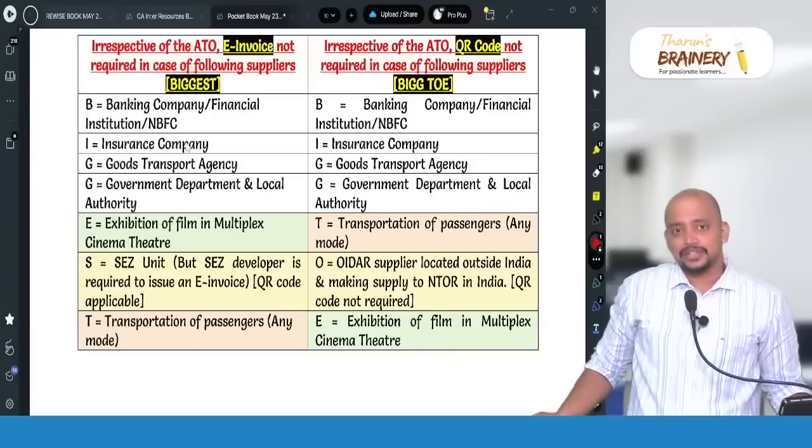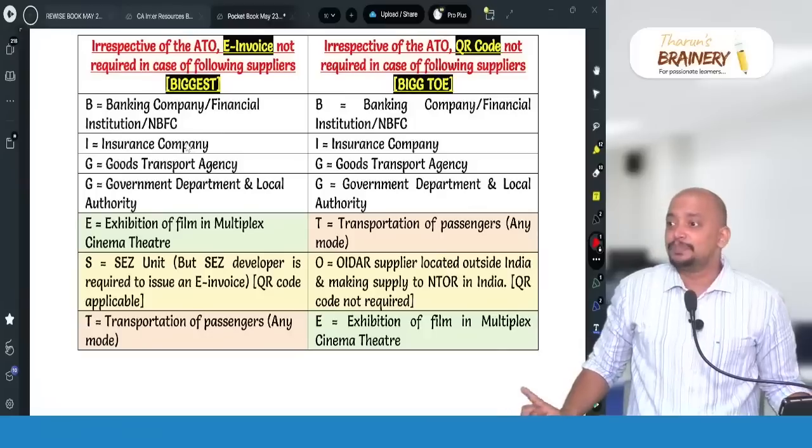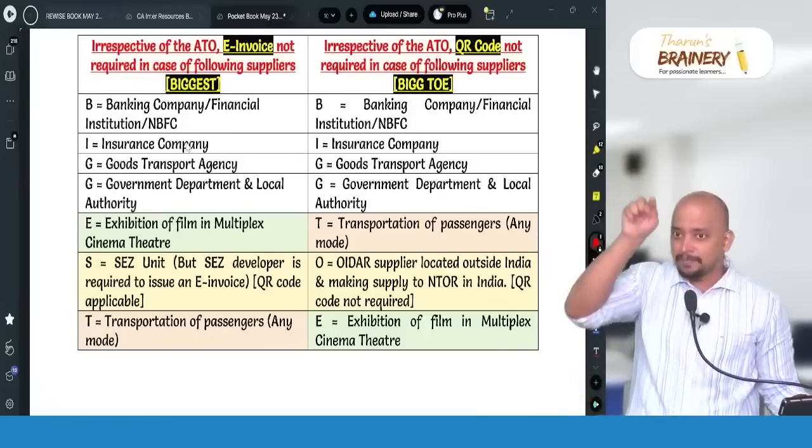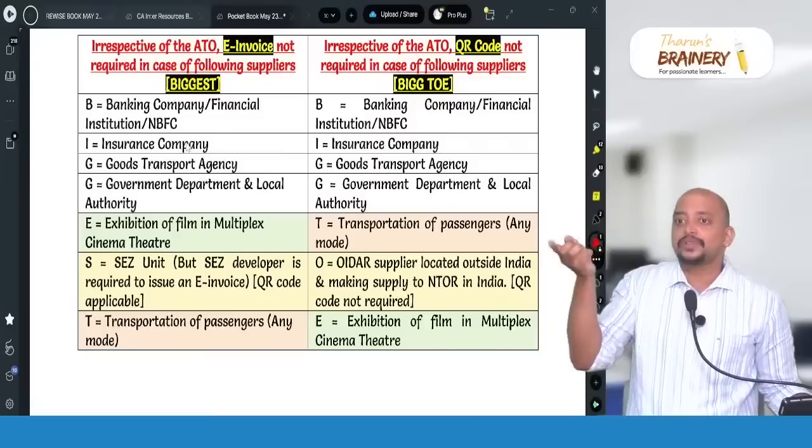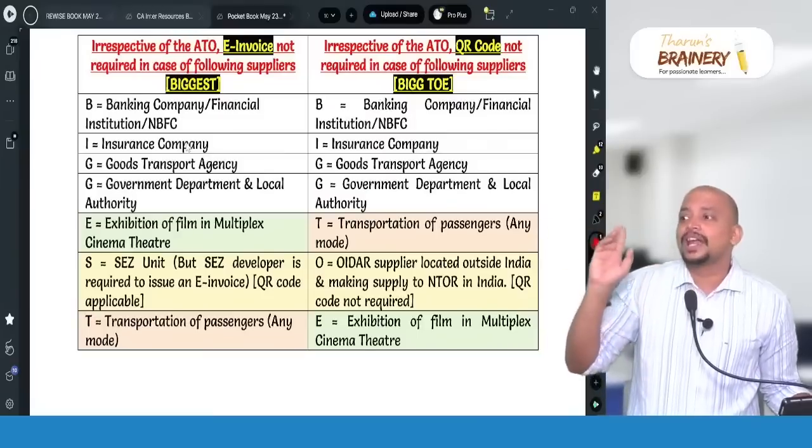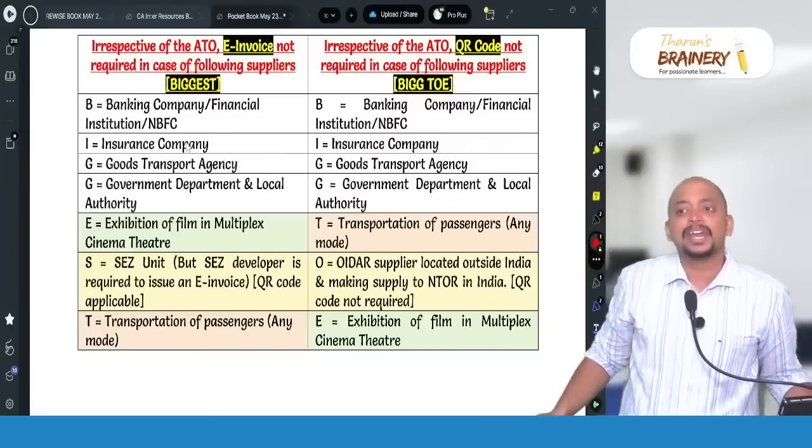Then in case of dynamic QR code, it is BIGTOE, that is the same as BIGGEST. S is removed and O is added. What is O? OIDAR supplier. B same, banking company. I for insurance company.